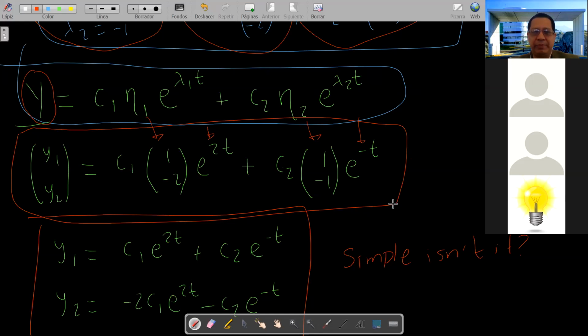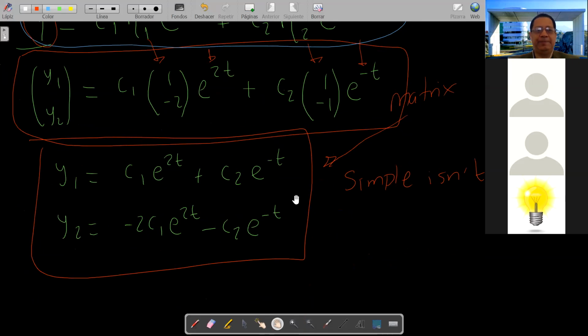This is the matrix form, of course, and it can be written as two simple equations, and that is the solution. So this is the whole method explained, and we worked it out with this example in our last lecture.